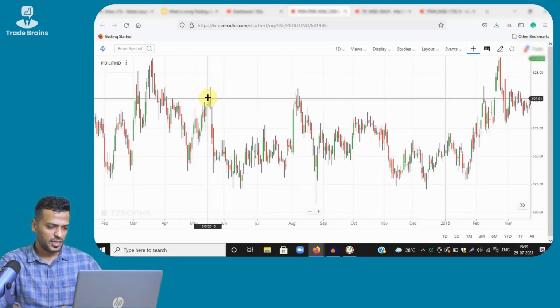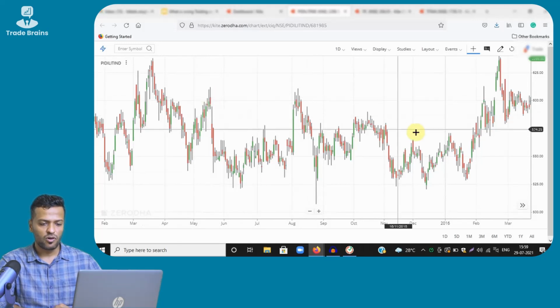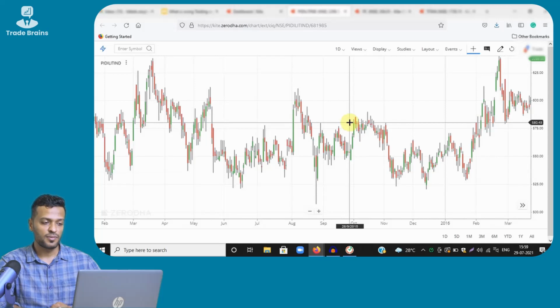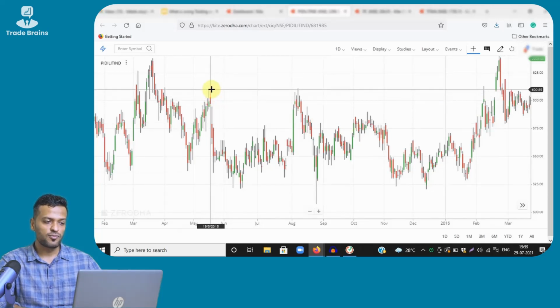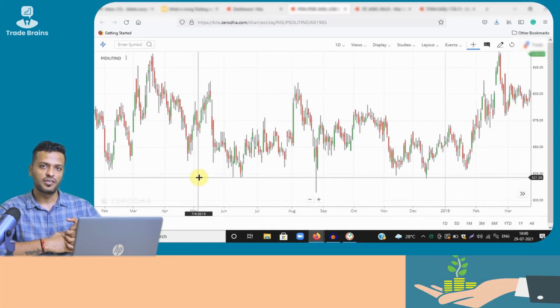I'm talking about the time from May 2015 to almost Feb 2016, which means almost 10 months. The swing zone within which the market traded was 600 on the upside, and on the lower side the market traded at 520 rupees, which means it was a 20% zone within which the market traded.